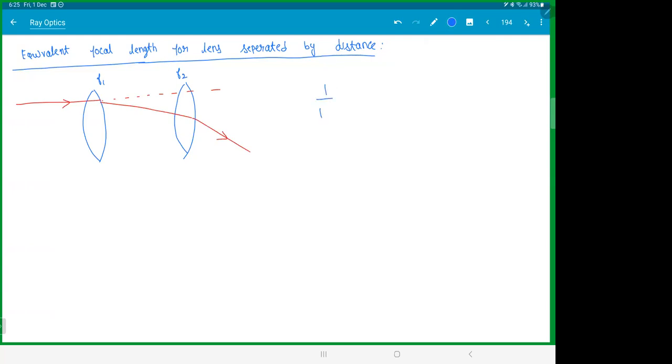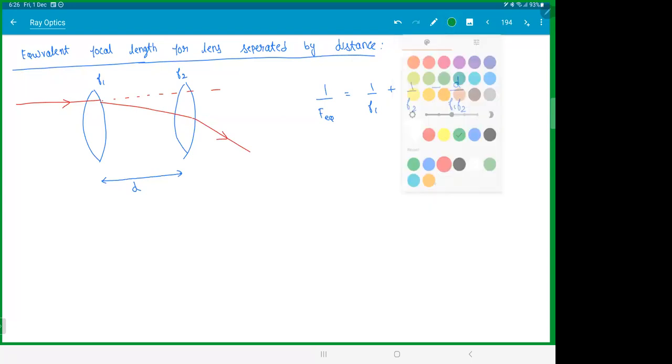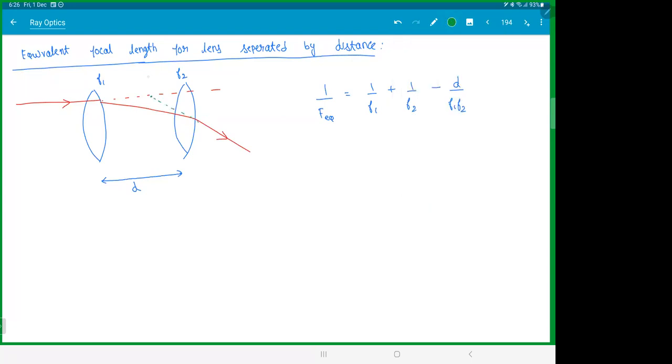So the formula is 1/F equivalent = 1/F1 + 1/F2 − D/(F1 F2), where D is the distance between them. And you can assume this equivalent lens is placed at a distance of D/F1 times F equivalent.